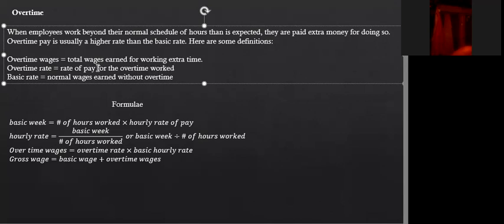Rate. And the basic rate is the normal wages earned without overtime. So we have some formulas here. Basic week is equal to number of hours worked times hourly rate of pay. Hourly rate of pay is equal to basic week divided by number of hours worked. Overtime wages is equal to overtime rate multiplied by basic hourly rate. You also have gross wage is equal to basic wage plus overtime wages.